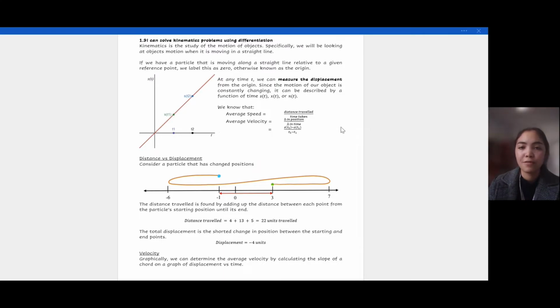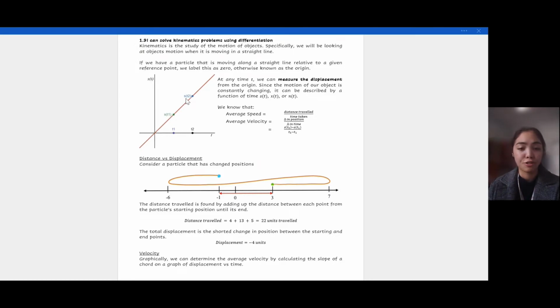For my average speed, it's the difference of the two points that I've travelled, over the change of time it's taken me to travel those two distances. Average velocity, on the other hand, is my change in position over my change in time. So velocity is more concerned with displacement, whereas speed is looking at your distance travelled. And we can see this is just a straight line here.